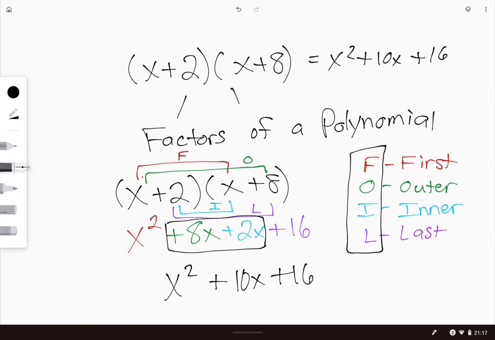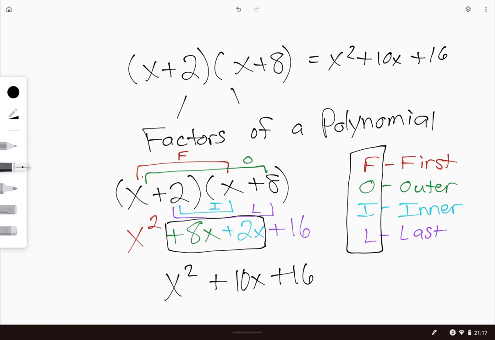Okay? And the method that we use to solve this is what we call the FOIL method, which is first, outer, inner, last. So you multiply the first terms, then the outer terms, then the inner terms, then the last terms. Okay? Now, I want you to bear in mind something very important here. FOIL only works when multiplying binomials. Tomorrow, when we do binomials times trinomials, it's going to be a little bit different, but this works strictly for multiplying binomials. So do not stop the video yet.